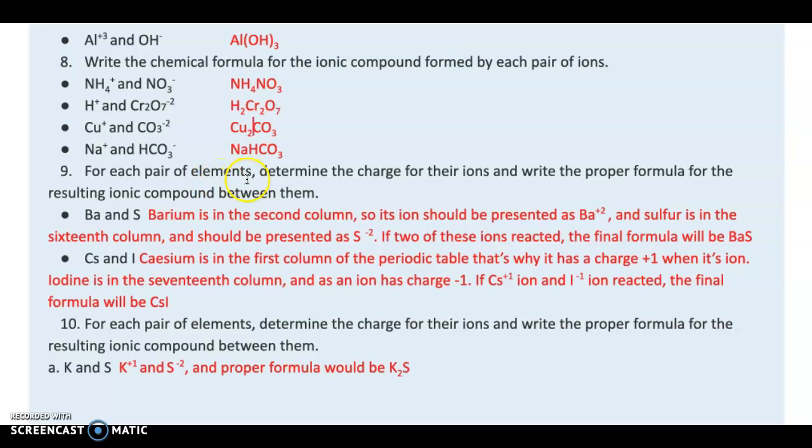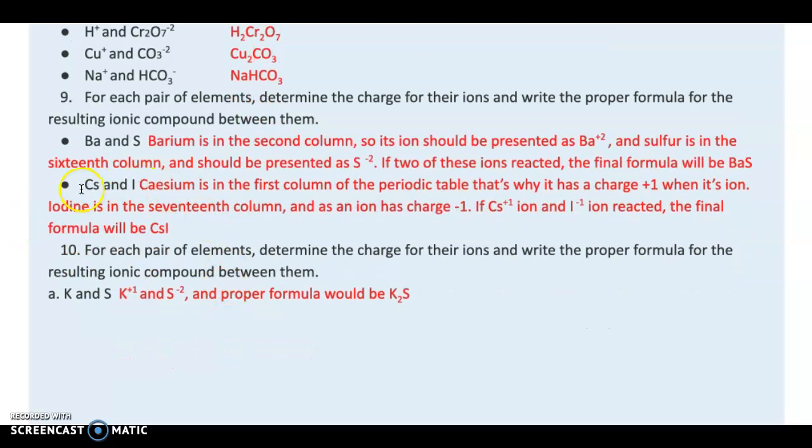Question number 9. For each pair of elements, determine the charge for their ions and write the proper formula for the resulting ionic compound between them. Barium and sulfur. So, barium is in the second column, right? So its ion should have a charge +2. The same table that I was showing you before, second column. So the charge is +2. The sulfur is in the 16th column, and it should have a charge -2.